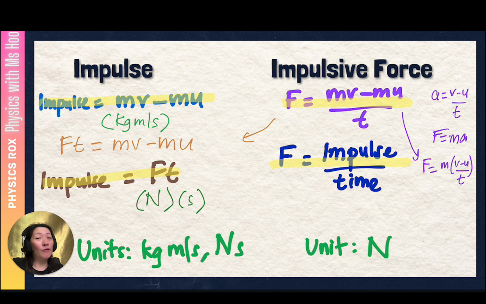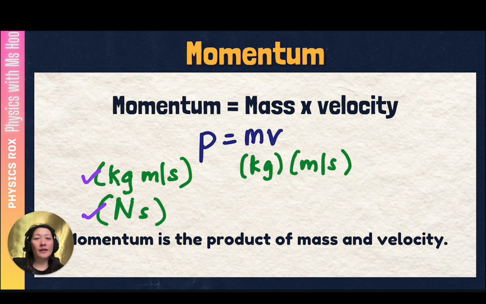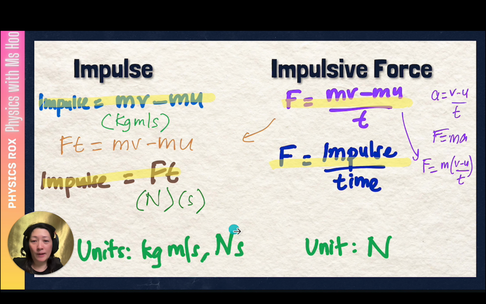Now, if you can recall what I mentioned when I introduced momentum at the beginning of this video, momentum has two possible units, kilogram meters per second and Newton second. So let's just go back to that slide. The reason why momentum has two units, kilogram meters per second and Newton second, is because of impulse. The unit for Newton second was actually derived from the impulse formula.